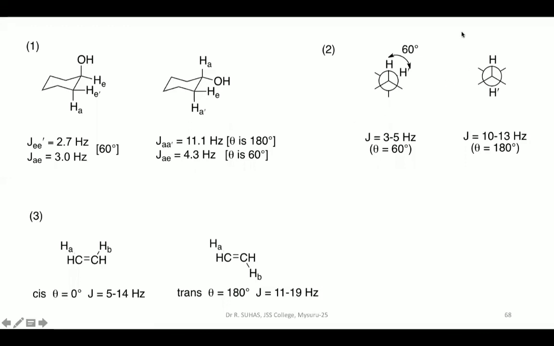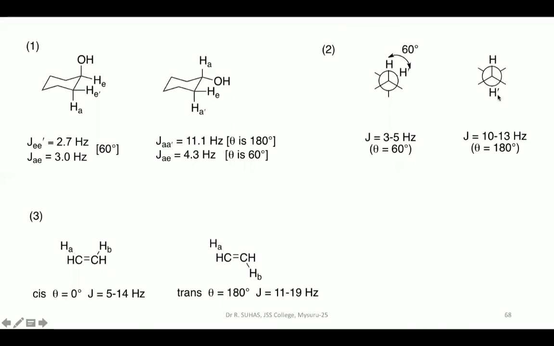The second one here is the Newman structure. The Newman structure has got 2 hydrogens. The distance between the 2 hydrogens is 60 degrees. If it is very small, 60 degrees, then that means it is syn-clinal. The interaction will be less. Eventually the J also will be less. So it is 3 to 5 Hertz. The theta is 60 degree.